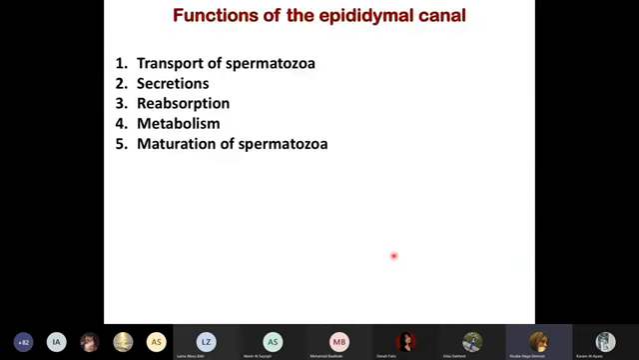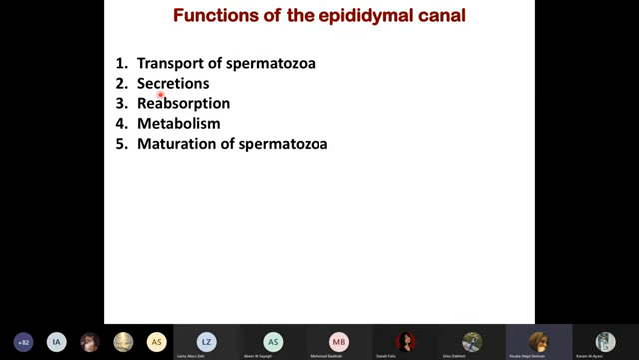What are the functions of the epididymal canal? The epididymal canal is important to, first of all, transport the sperm cells. It will provide secretions. It will reabsorb molecules coming with the semen, with the sperm cells, or with the tubular fluid. The tubular fluid that comes with the sperm carries androgen binding proteins and androgens. So many molecules are coming with the sperm cells. There will be reabsorption, metabolism, and maturation of the sperm.